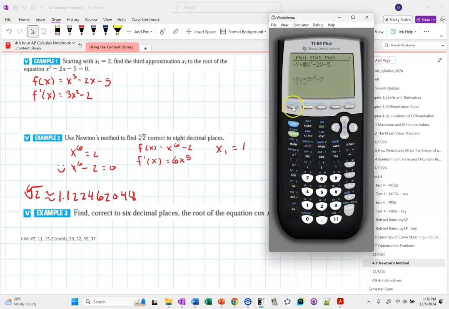All right. So I'm going to go to my y equals, and I'm going to replace that stuff with my function and its derivative. So I'll start by preloading. I'm going to have ans minus y1 of ans divided by y2 of ans.